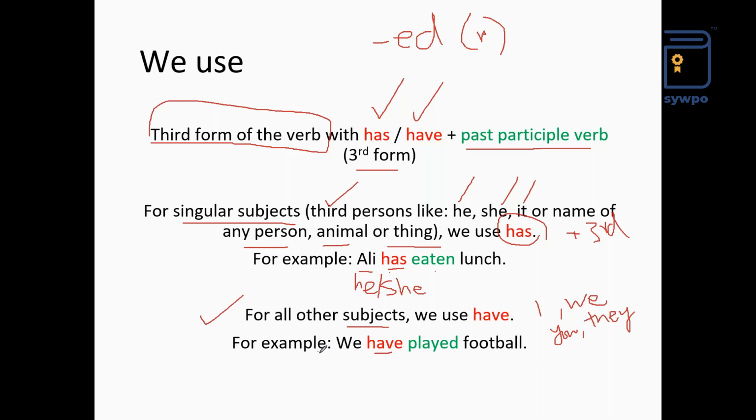So for example here, we have played football. I can also say I have played football. I can also say you have played football, or they have played football. Or I can say Ali and Salim have played football. So here you can see we have more than one person, which is plural. So if you have a plural subject, you should use the verb have after them, and then you use the third form of the verb and finish off with the object.